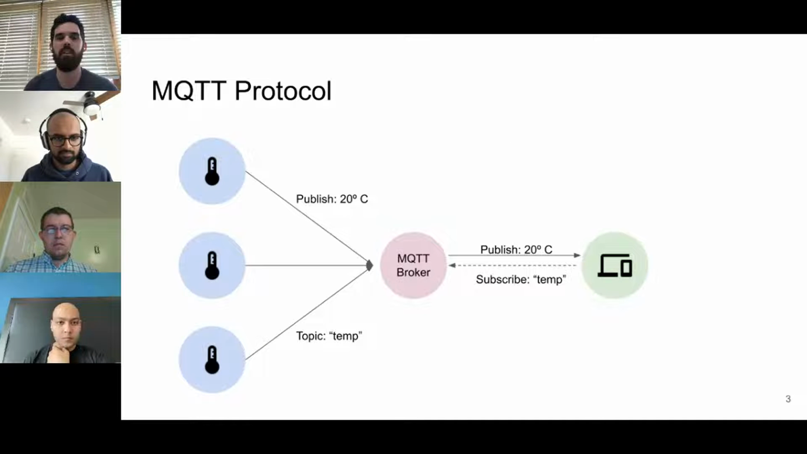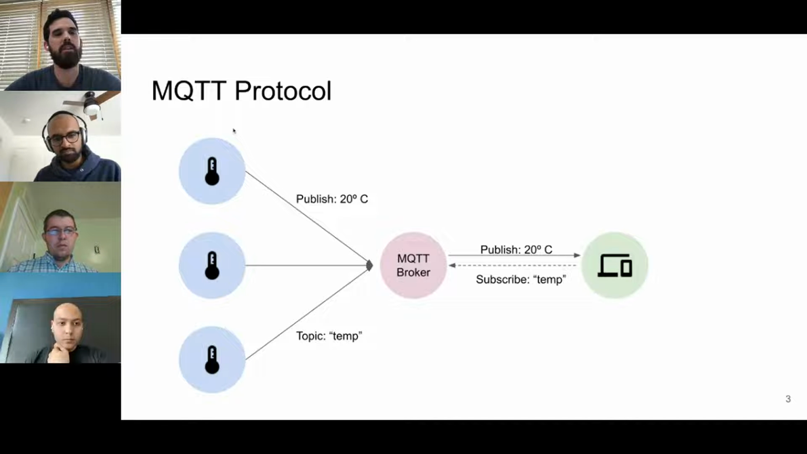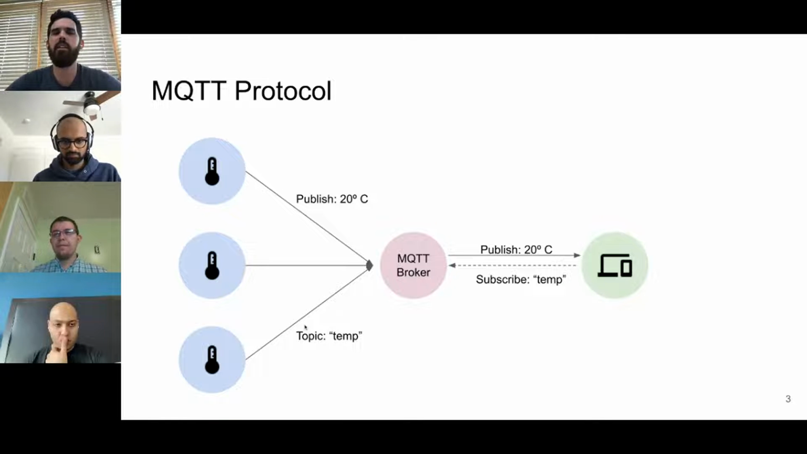MQTT, for instance, is a pretty straightforward pub/sub protocol for a bunch of devices, something like sensors, like temperature sensors, where the clients publish information on a given topic. Like here, they're publishing their temperature on the topic temp to the monolithic MQTT broker. And then we can have any data consumers or subscribers, which would be like here, that can listen to the temperature topic and get the readings from those individual sensors.